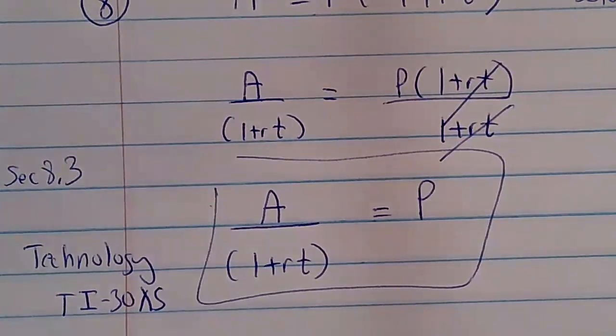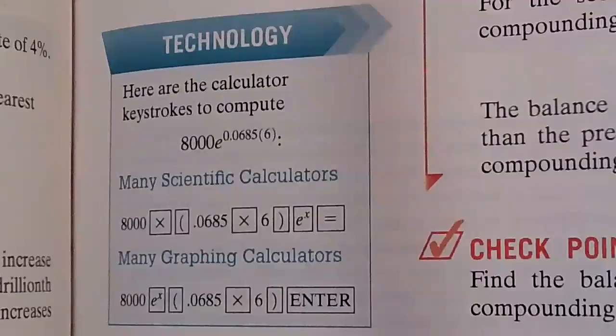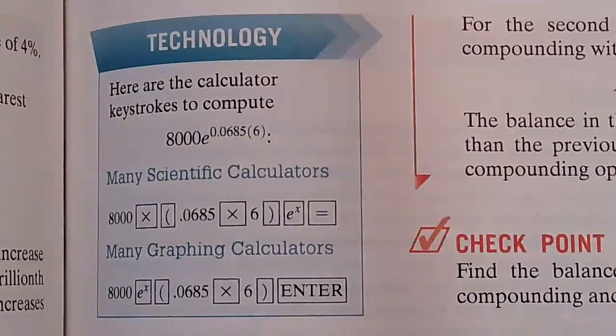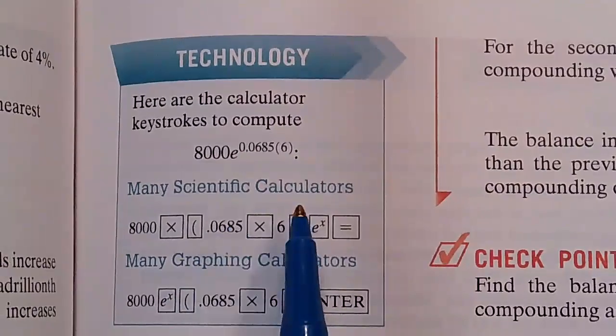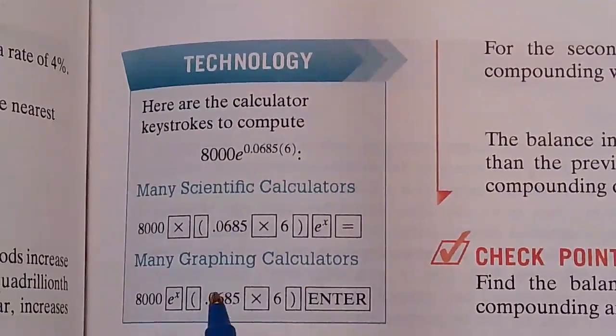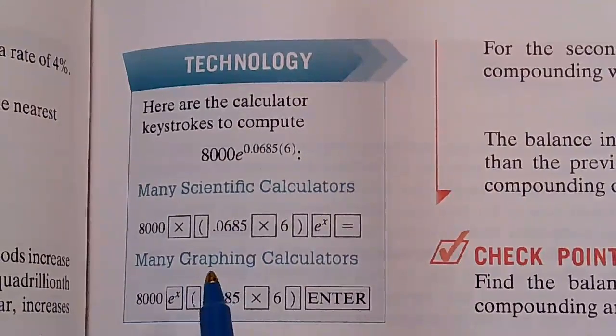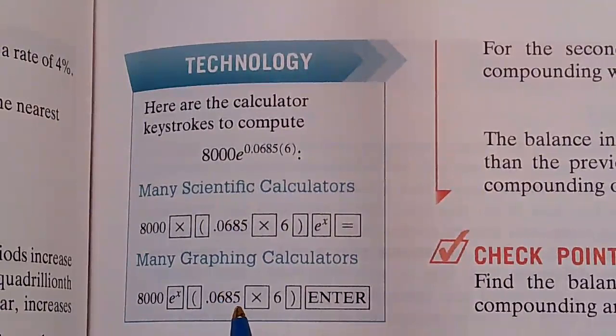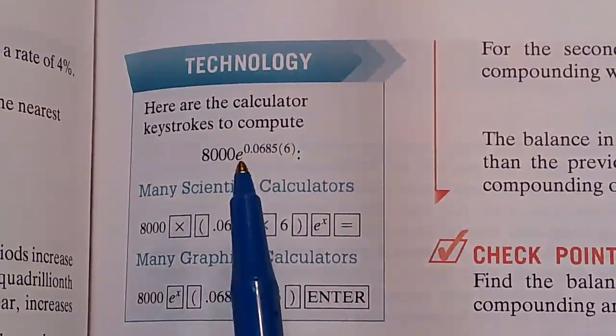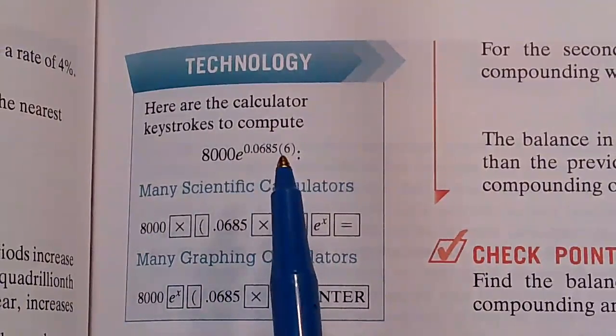Let me show you that here. It's good to take a look at both of these. They have a scientific calculator reference and a graphing calculator reference, but sometimes your TI-30X has the keys that the graphing calculator has, and they share that. If I look at both of these, they're talking about taking 8,000 times this exponential, this E raised to this power, which is a rate times time.